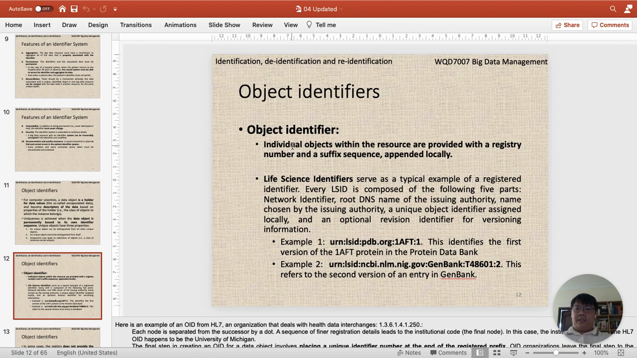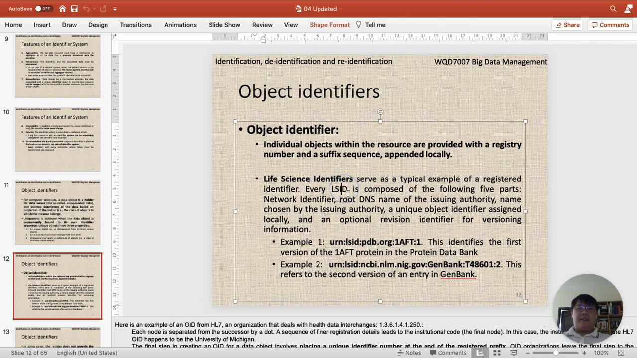So over here, it's giving you an example of a registry number with a suffix sequence appended locally. Life science identifiers are similar to the identification card that I'm giving as an example, but over here is a typical example of a registry identifier. Every LSID is composed of the following 5 parts, which is now identifier, recipient's names, and so on. And this is the whole thing. Okay, comparing to this.